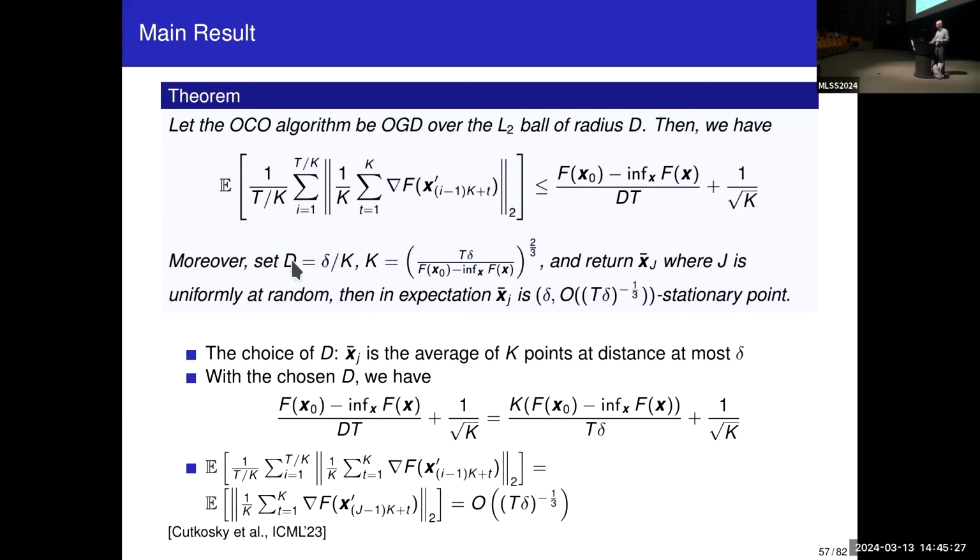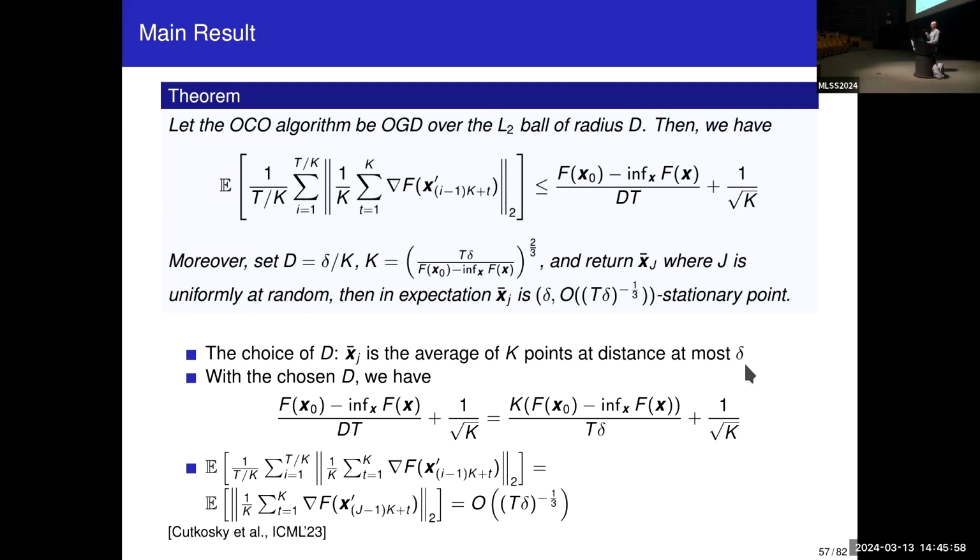Because if I choose d equal to delta over k, given that the algorithm is generating the updates for me, and given that I am telling the algorithm it is online gradient descent on an L2 ball of radius d, each update has norm at most d. So this vector is an average of k points, and the distance between the average and all of them is at most delta. And this is important because remember the definition.